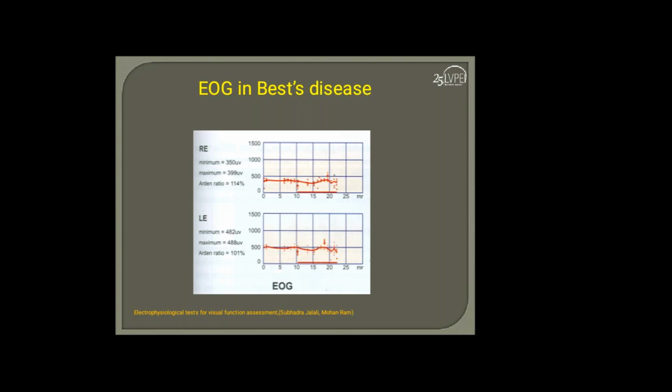So this is done in scenarios like Best vitelliform dystrophy, where your EOG is abnormal, but when you perform ERG, your ERG will be normal or look almost normal. So these tests are always clubbed together if a patient is diagnosed with Best vitelliform dystrophy: perform ERG followed by EOG, or EOG followed by ERG, to see whether your ERG is normal and your EOG is abnormal.